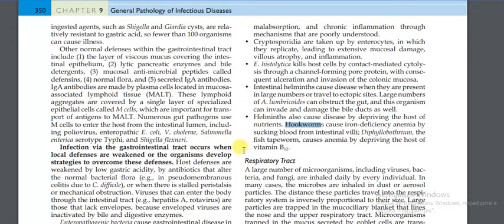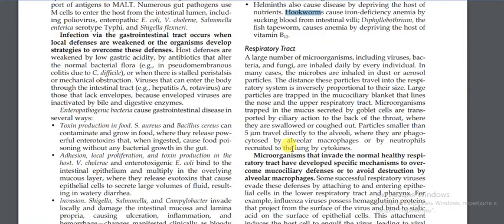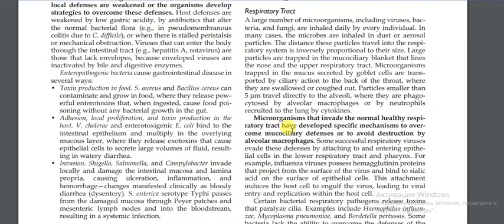Now let's talk about the respiratory tract. How do bacteria enter the respiratory tract? A large number of microorganisms, including viruses, bacteria, and fungi, are inhaled daily by every individual. In easy words, they are present as aerosols in our outer environment, and we inhale them from another person, for example when someone sneezes. Or they are present on the surface of dust particles, and they can penetrate into the respiratory tract.